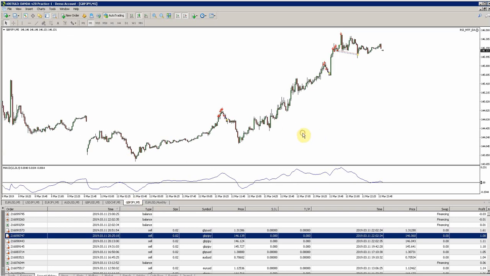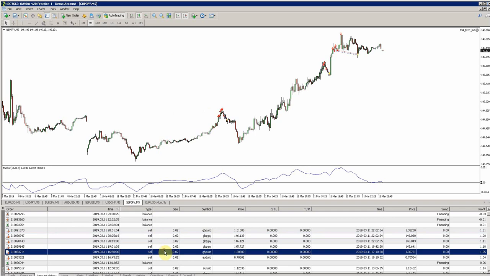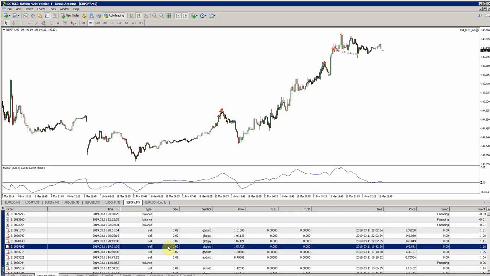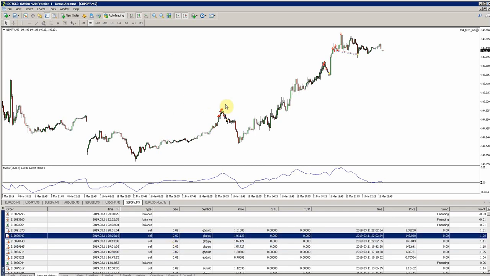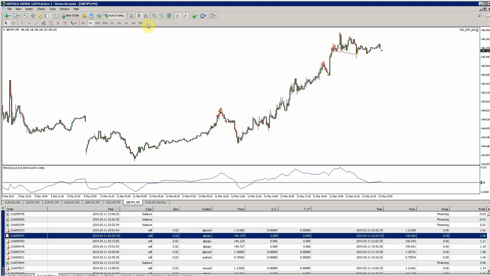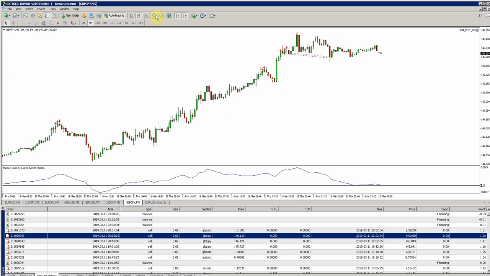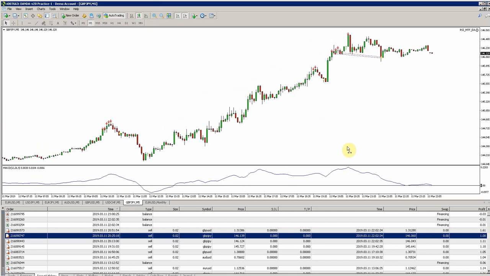Let's have a look here at the GBP JPY. Today it had three sell trades. The first sell trade was here, the second sell trade was there, and the third sell trade was here. If I zoom in a bit, it might help you understand what actually happened.